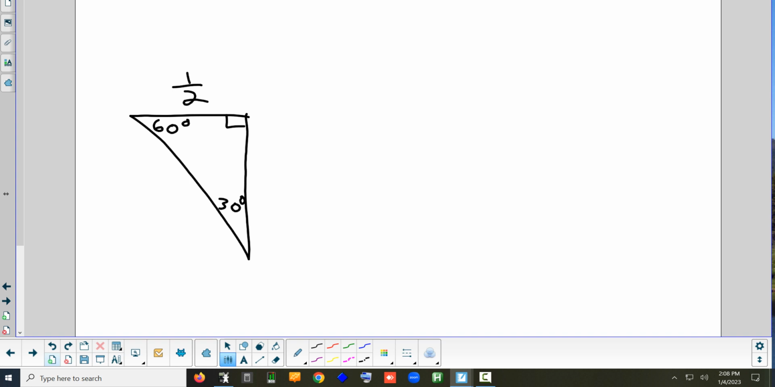And how long is the long side in a 30, 60, 90? Not the hypotenuse, the long leg. Square root of 3/2. It doesn't matter how you flip it, turn it, if you have that triangle all different ways. Always put the 1/2 across from the 30. Always put the root 3/2 across from the 60.